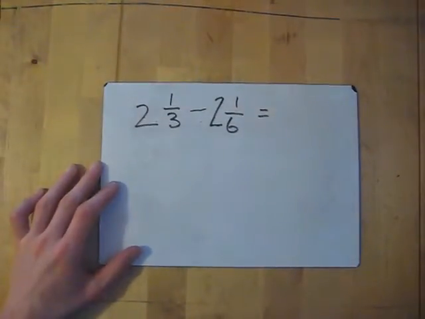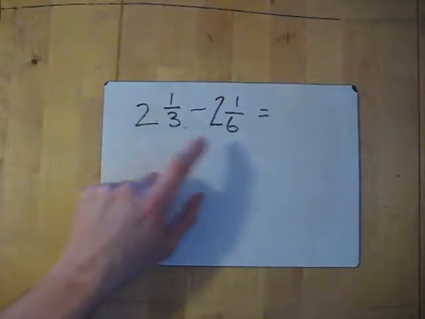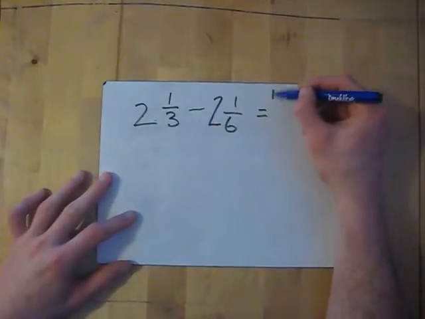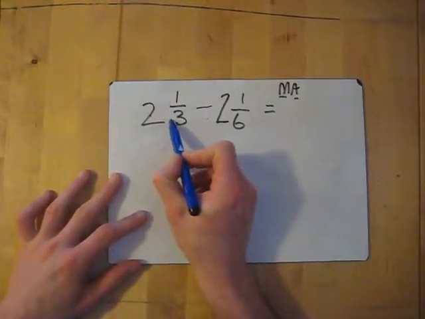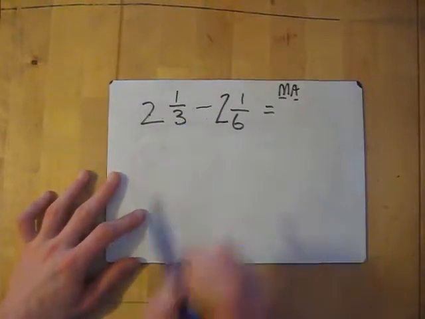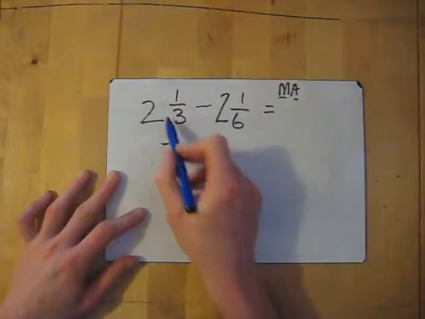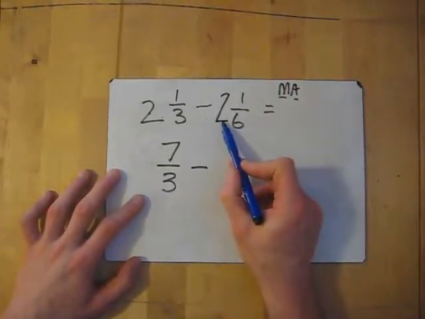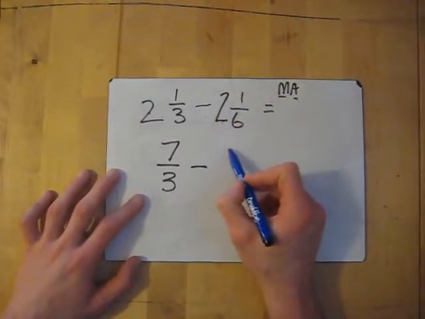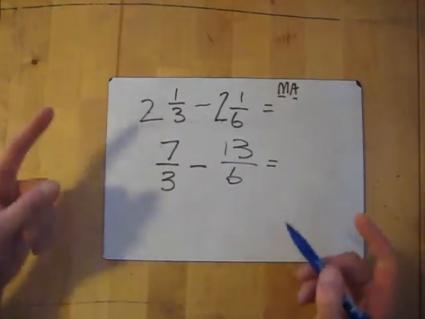So let's have a go at a couple. So we've got 2 and a third, take away 2 and a sixth. So first thing, we need to convert this mixed number and this mixed number into an improper fraction. So remember, we ask our MA, so multiply and add. So we do 2, the whole number, times the denominator, so 2 times 3 gives me 6, and then add the 1, which gives me 7. And the denominator always stays the same, so 7 over 3. Take away, and then we do 2 times 6, which is 12, and add the 1, which is 13. So it's 13 over 6. So we've done the first part.